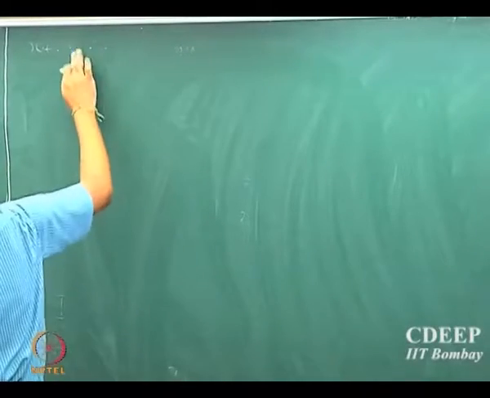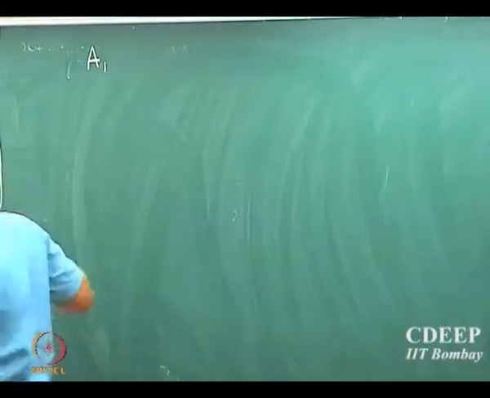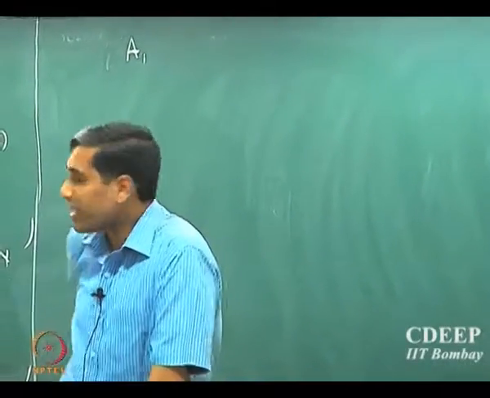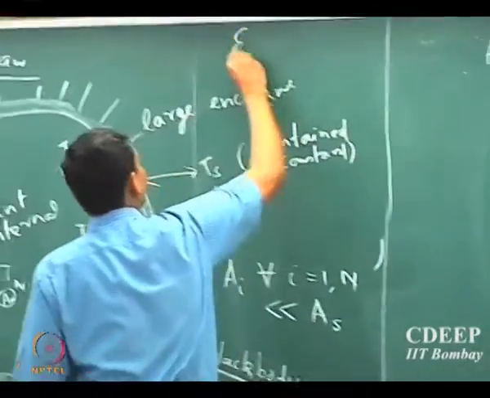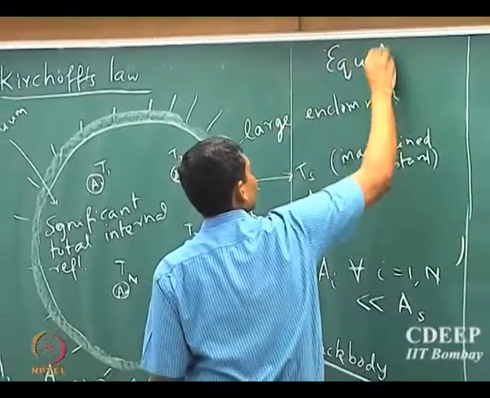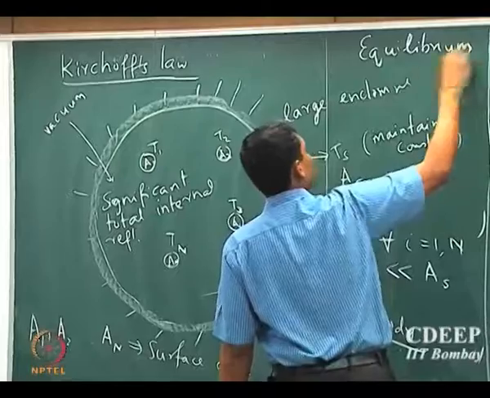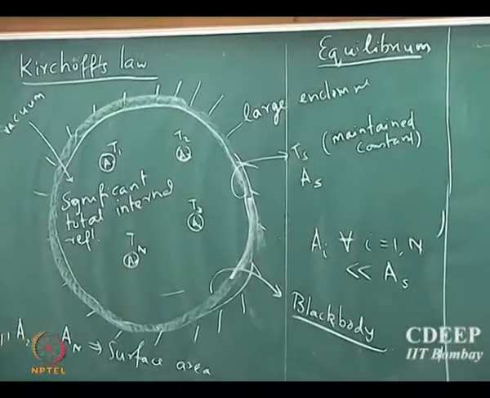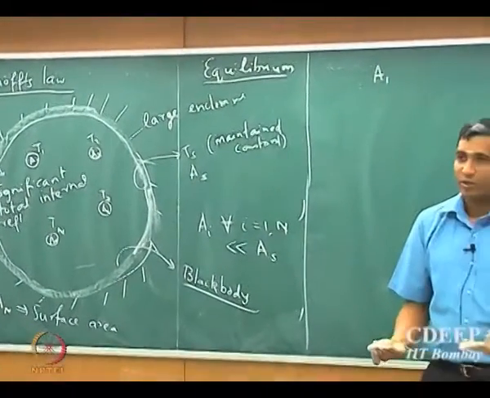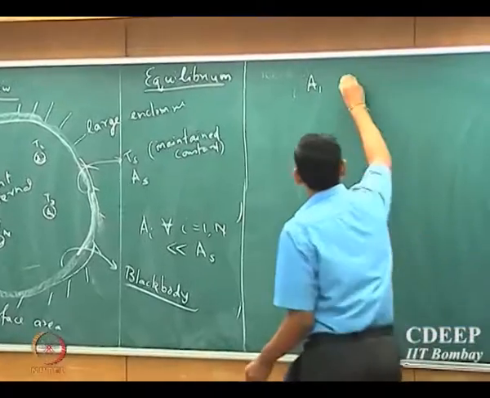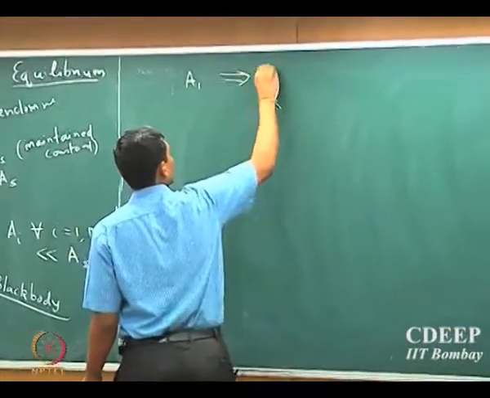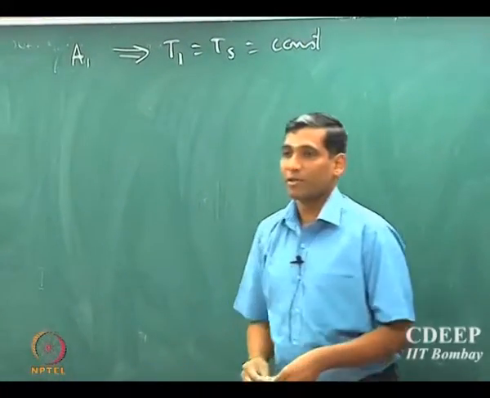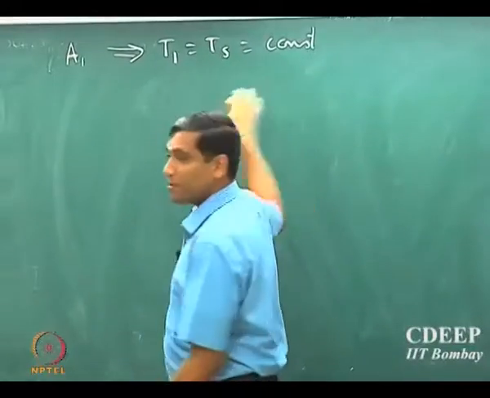What will be, supposing I take object A1, now I said that it's maintaining an equilibrium. I said that the system is in equilibrium, which means that the temperature of that surface has to be maintained constant, right. So it has to be maintained constant.